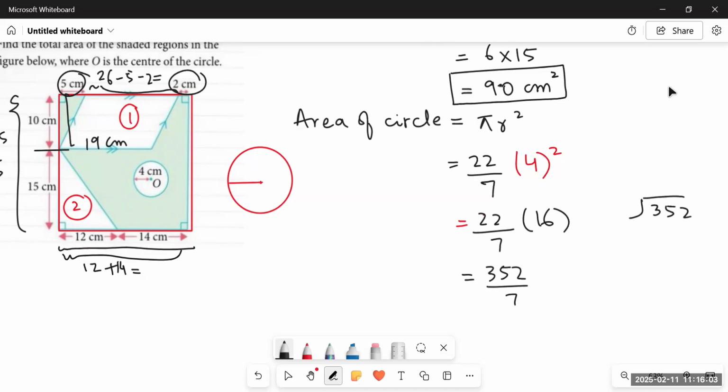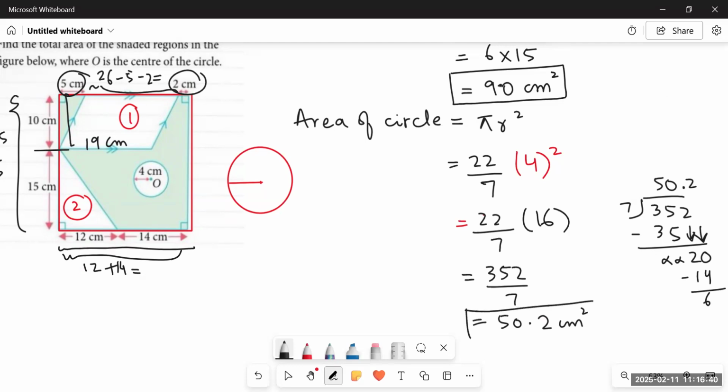So if we divide 352 by 7, 7 fives are 35. When we subtract it, we have nothing left. So we'll put down this 2. But since 2 doesn't come in the table of 7, we'll have to put a 0 over here, and then we will put a decimal. Why am I putting a 0 over here? Because whenever we take two numbers together, we have to put a 0. Then comes a decimal point. So it would be 7 twos are 14, and later on it will go on, so we'll not go further. And it would be 50.2 centimeter square, that is around 50 centimeters square. So this would be the area of the circle.